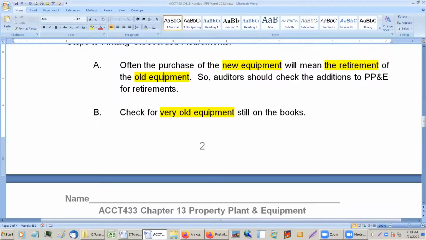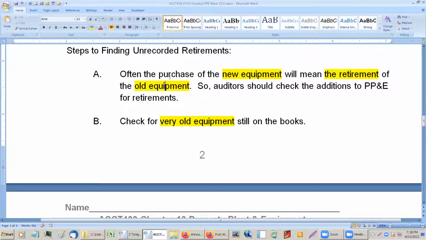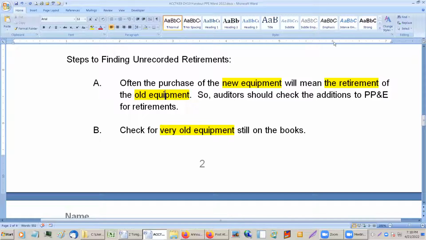So checking the books for very old equipment, these are probably two of the best ways to do it. And you can also, let me write this in.